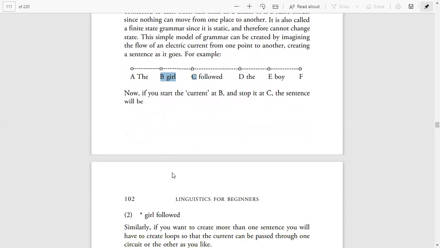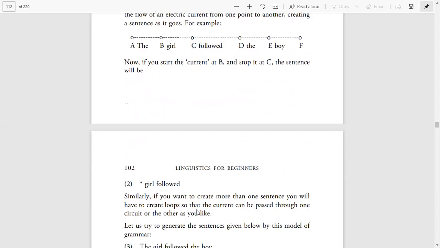Similarly, if you want to create more than one sentence, you will have to create loops so that the current can be passed through one circuit or the other as you like. So if you want to create more sentences, or if you want to make the sentence complex or compound, you will have to create more loops so that the current can be passed through the circuits, through the loops.